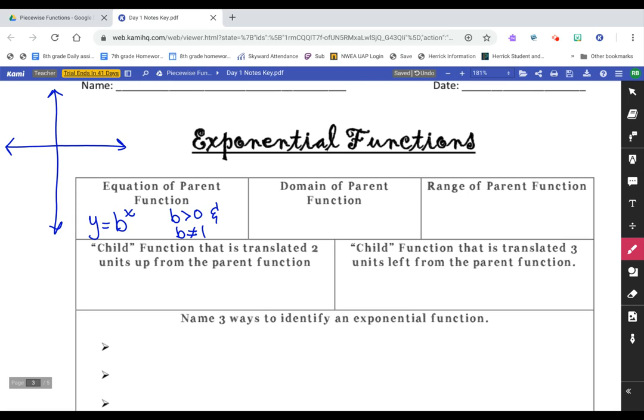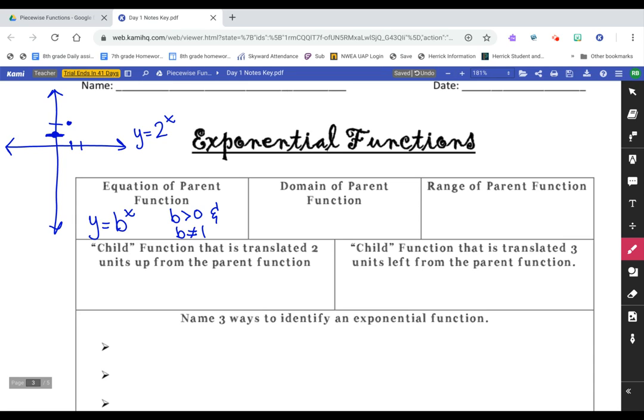Okay, let's make b 2. So we'll graph y is equal to 2 to the x power. Well, when x is 0, that means that y is 1. And every exponential function will go through 0, 1 as long as it hasn't been shifted up, down, left, or right. Okay, so then from there, when x is 1, y would be 2.